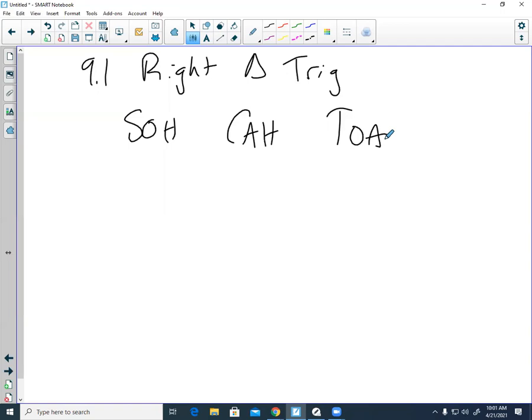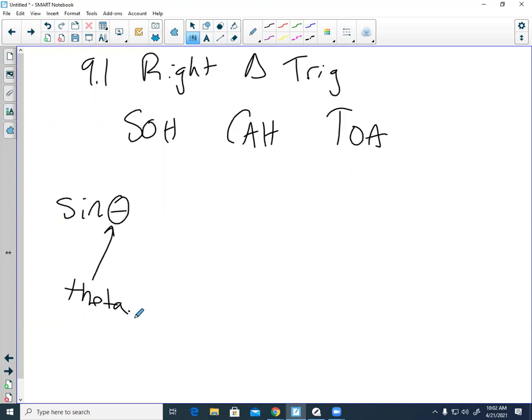S stands for sine. Now, I'm always, as well as your book, going to use this symbol, and this symbol is theta. Okay? That symbol is called theta. It literally means the same thing that X does. Theta is a variable. It's a Greek letter, but the Greek letter is just an unknown. It's just a variable. It's the same as using Y or X or Q or R or T or whatever. It's just a variable. Okay?